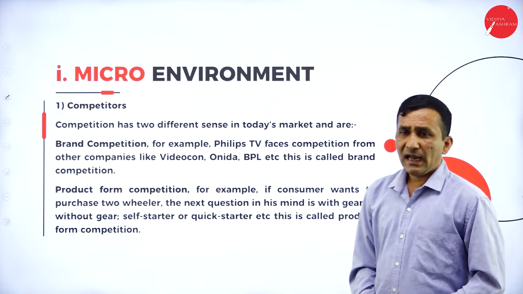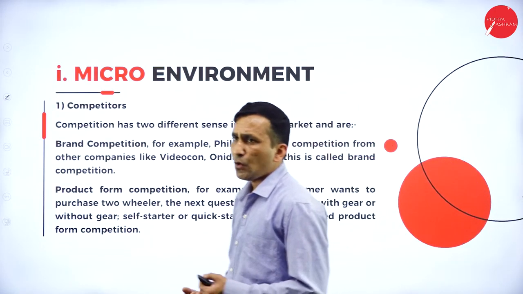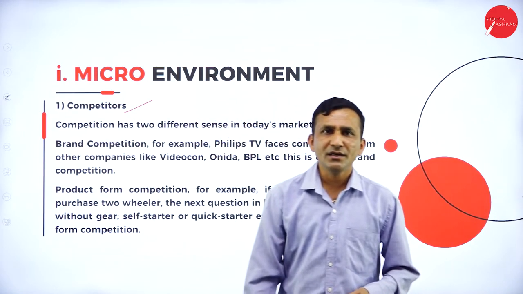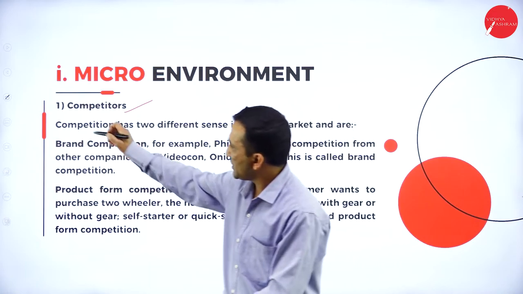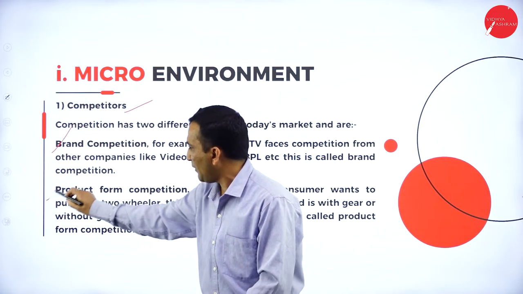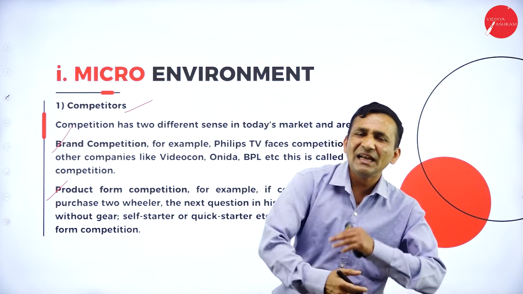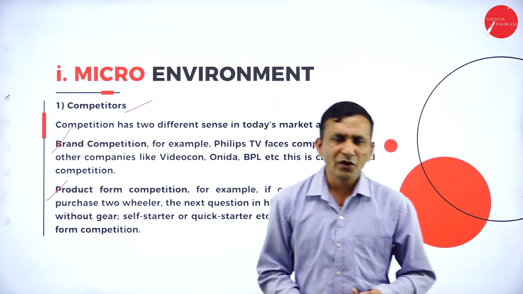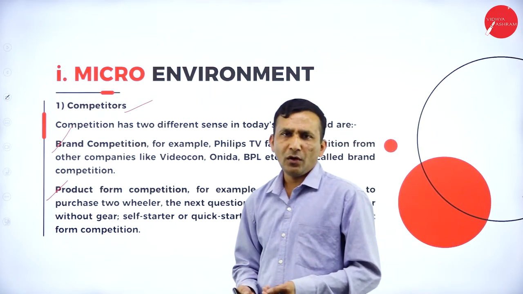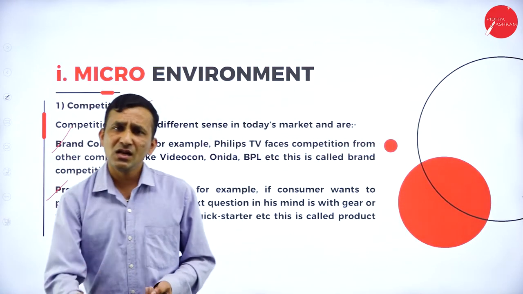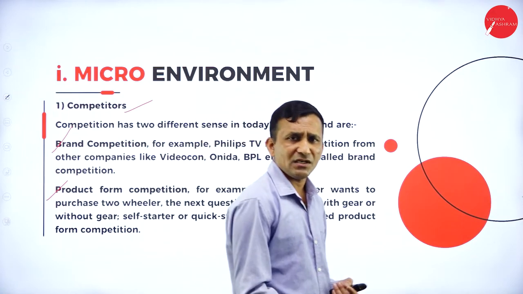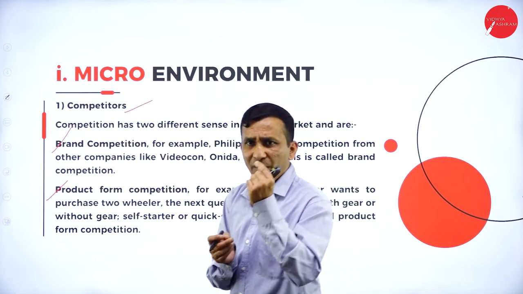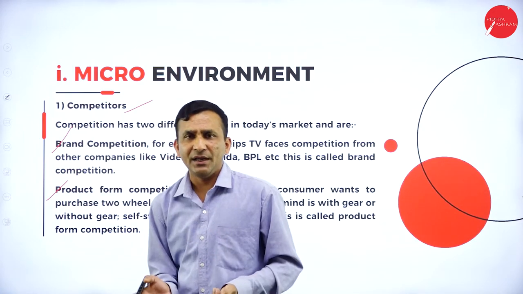And of course, as a marketer, the next core marketing concept is that you must be familiar with the competitors. Majorly we are focusing on brand competition and product form of competition. There are different types of competition: monopoly, oligopoly, monopsony. Monopsony means only one buyer. Monopoly means only one seller, many buyers.